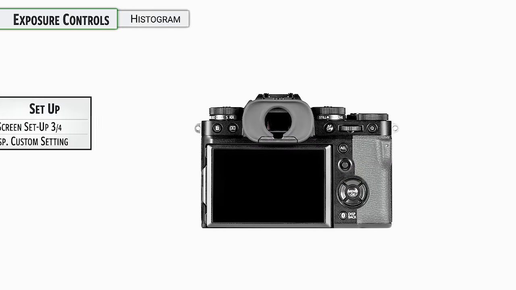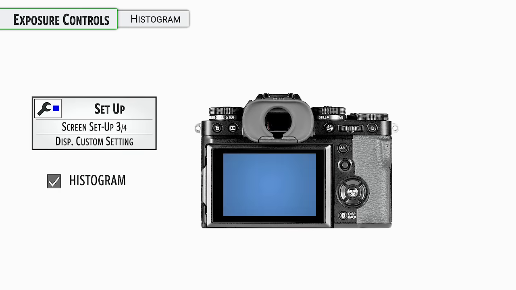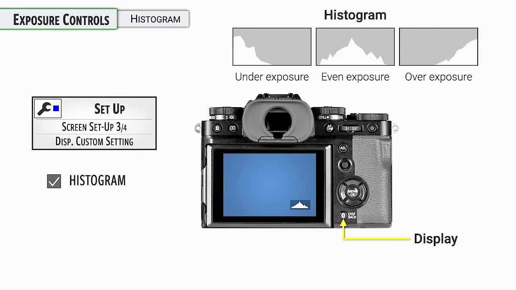All right, next up, the histogram. One of the best ways for really checking on a technical level if you have got the right exposure is by checking the histogram. This is a graph of the tonal distribution, and you can see whether your subject is underexposed or overexposed by just looking at the shape of this graph.